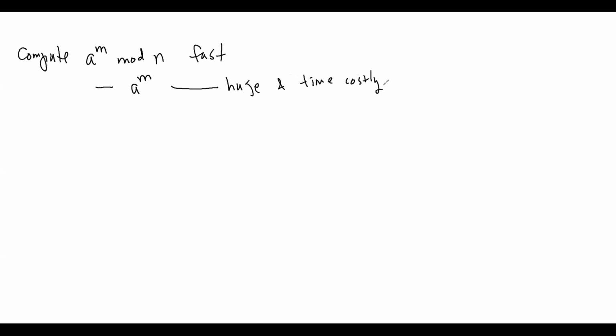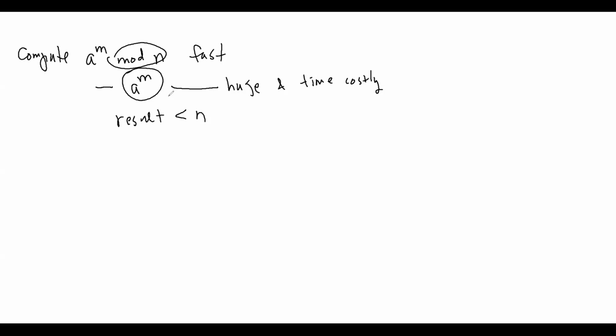But if you look at the result, no matter how big this is, the result will always be less than n because you take the modular operation. So that means we can find a fast algorithm for computing a to the m mod n.